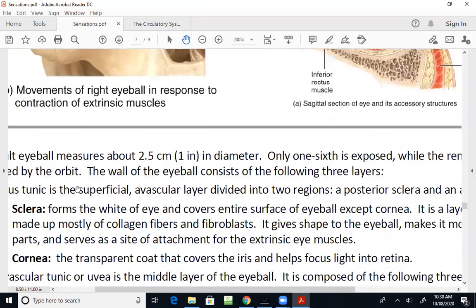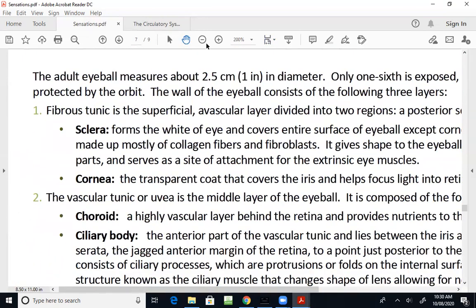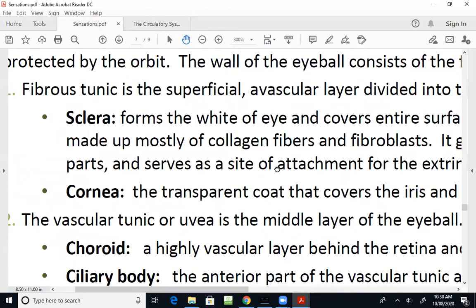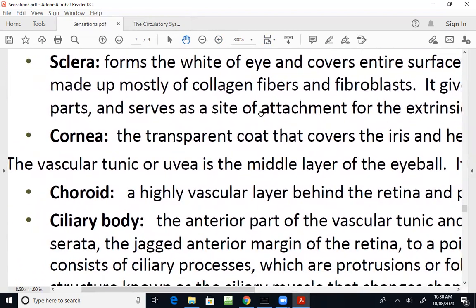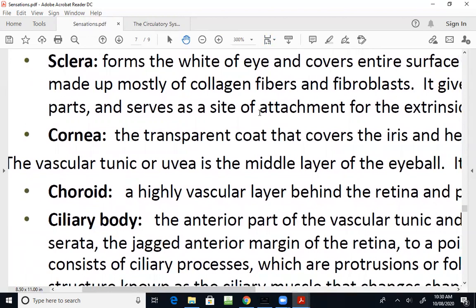Okay, on to the actual eyeball. Very small structures, but very complicated. A lot going on with your eyeballs. For good reason, they're very important structures.